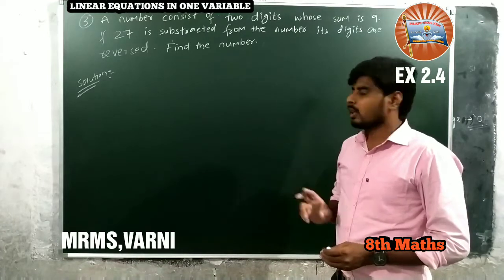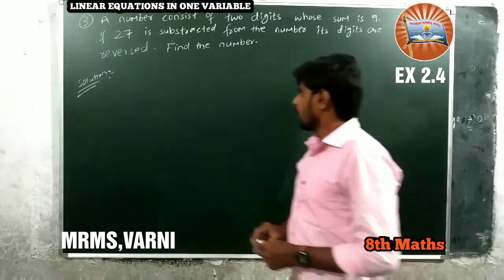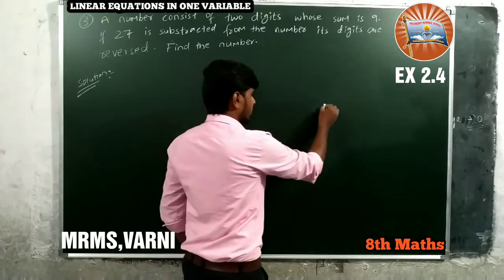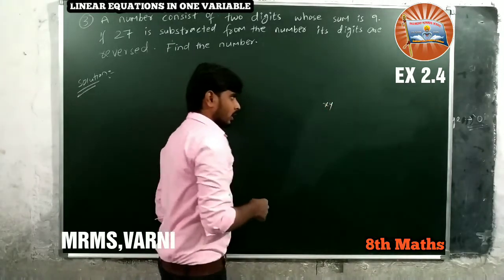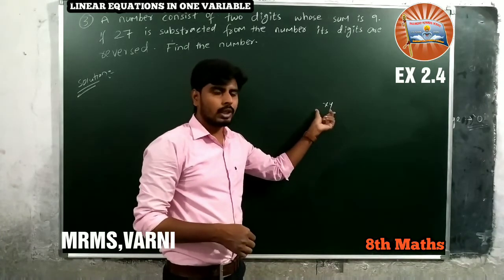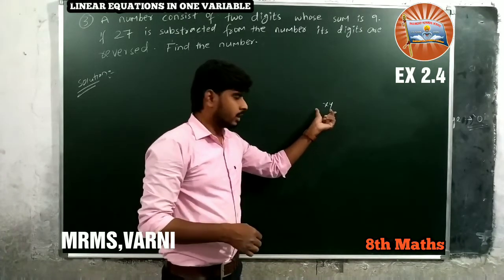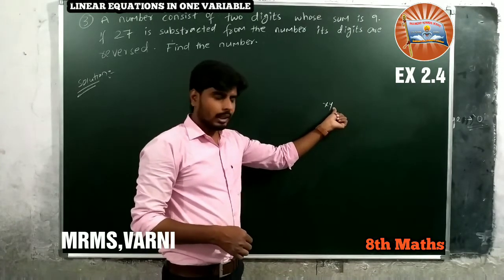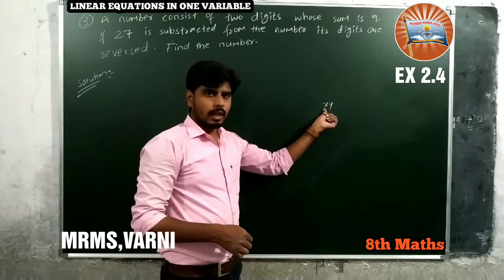So I am giving some explanation here. Look carefully. Suppose xy. This is not a product of x into y. Consider it is a two-digit number. In the ones place y is there, in the tens place x is there.